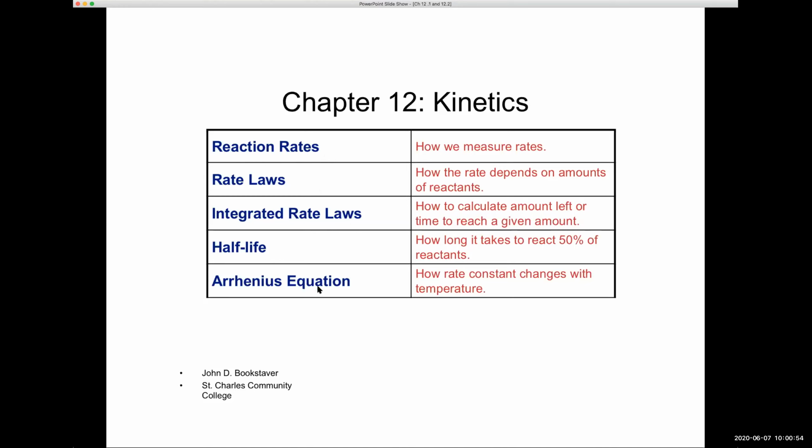And then we're going to use an equation called the Arrhenius equation to calculate a reaction parameter called an activation energy. You might not have heard of activation energies before, but we're going to look at how to calculate activation energies from reaction rates. The very last thing we're going to do is briefly talk about catalysts.